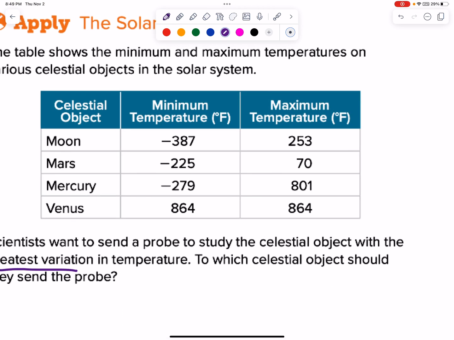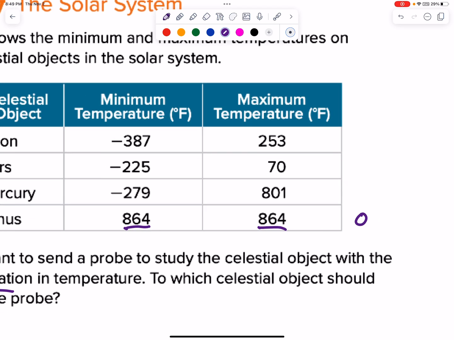Well, I can look. Venus is 864 to 864. Not much variation since it's 0. So I don't even have to do much with that one. But let's go ahead and do the subtraction of the other ones to find the difference. So we'll use this table as our work. Finding the difference, we're just subtracting each of these.